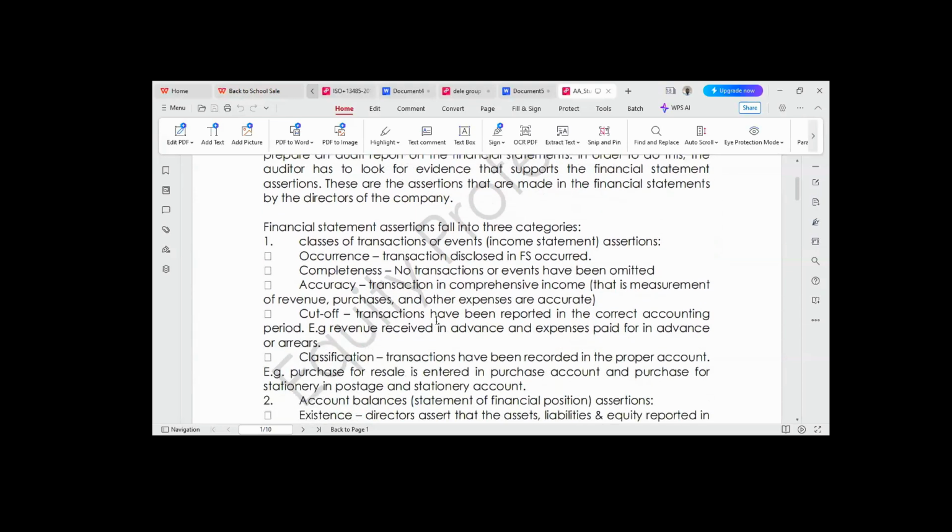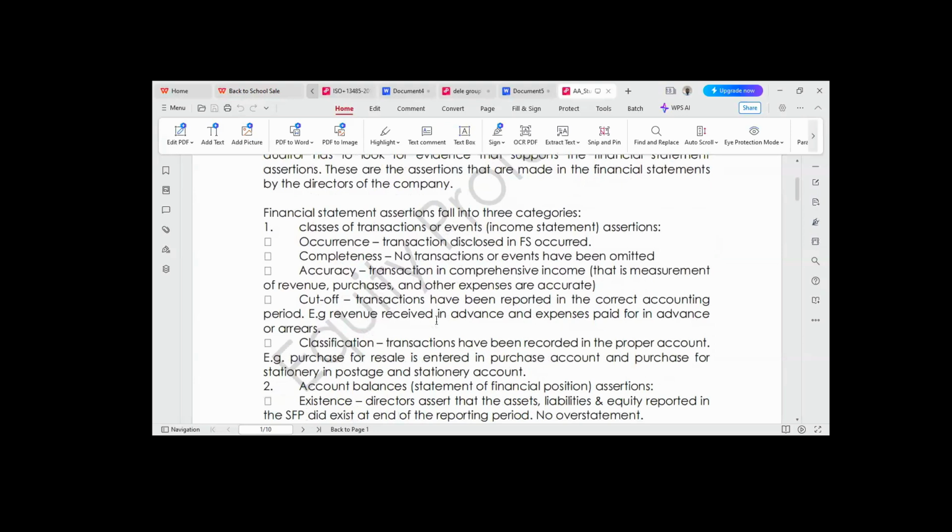Then we have the next one, which is the last one under this assertion based on transactions or events, which we call classification. So you must ensure that you post into the right account. Okay. Remember, you have the chart of accounts. The essence of the chart of accounts in an ERP or in an accounting package is to ensure that you do not post into the wrong account.